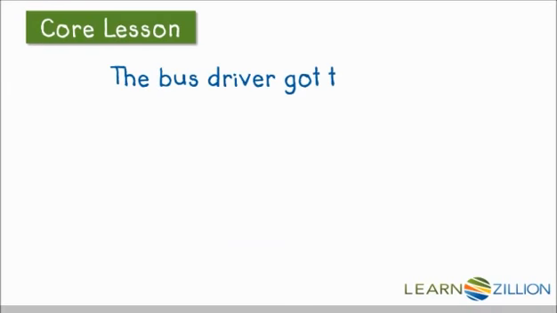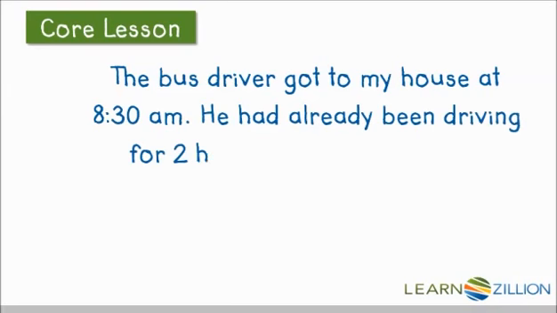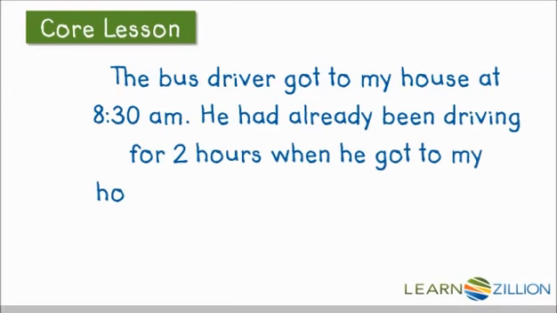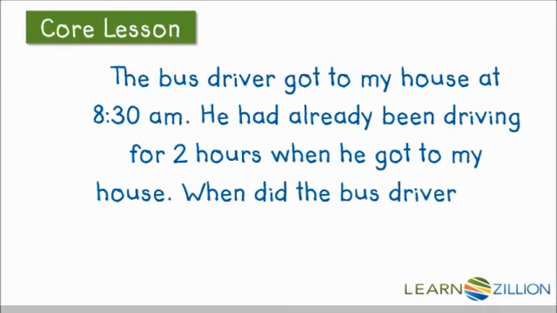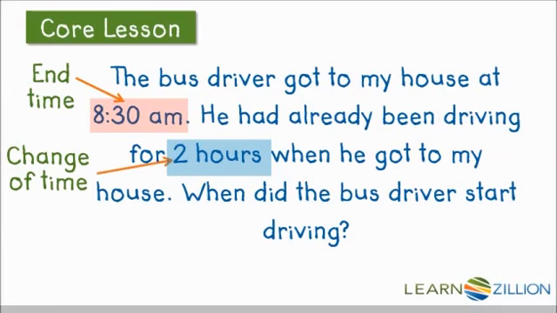So let's go back to our bus driver. We know that he got to the house at 8:30 a.m. and he'd already been driving for 2 hours. So let's label this problem and figure out what we're looking for. 8:30 a.m. is when the bus driver got to the house. That's actually the end time. That was at the end of the story. And we know he'd been driving for 2 hours, which is the change of time. And so in this story, we're actually looking for when he started. We're looking for the start time.